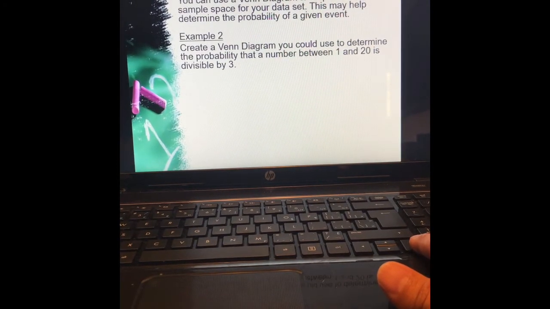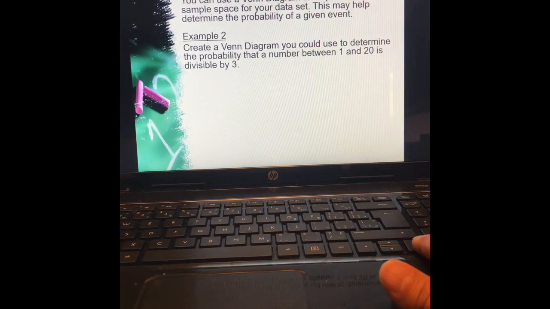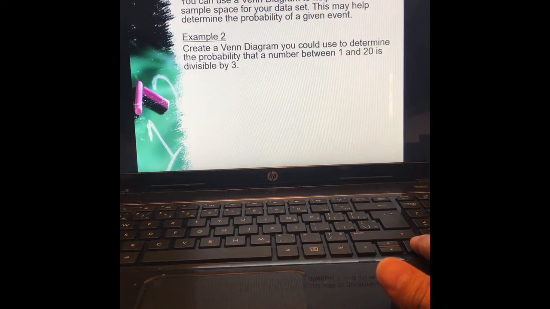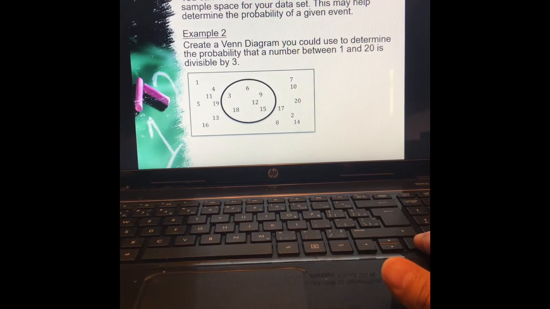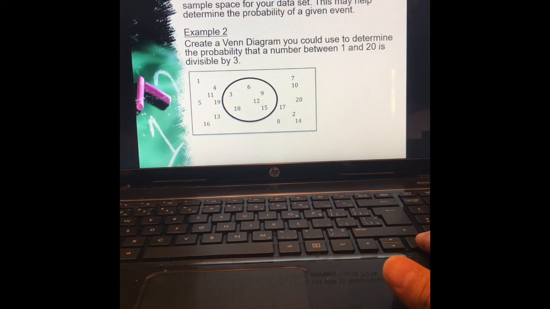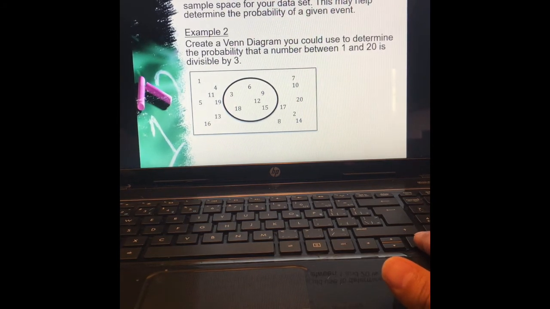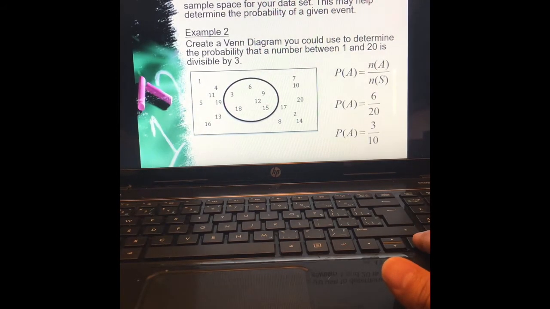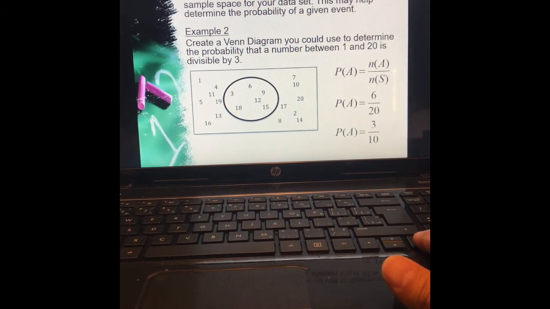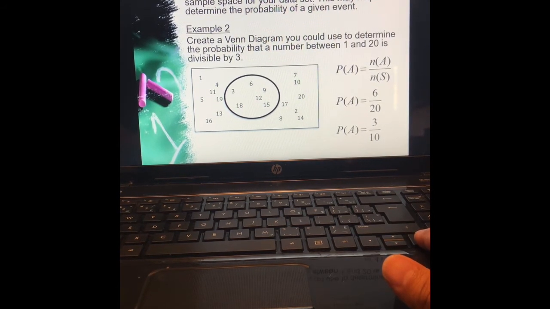Venn diagrams. You can use a Venn diagram to visualize. So same process for the Venn diagrams. Fill in from the middle out. Divisible by 3. So we've got a circle in the middle representing divisible by 3. We put all the numbers that are divisible by 3 inside that circle, and every other number goes outside the circle. And that might help visualize it. Looks like there are 6 numbers inside the circle, 20 total numbers, lowest terms 3 out of 10.